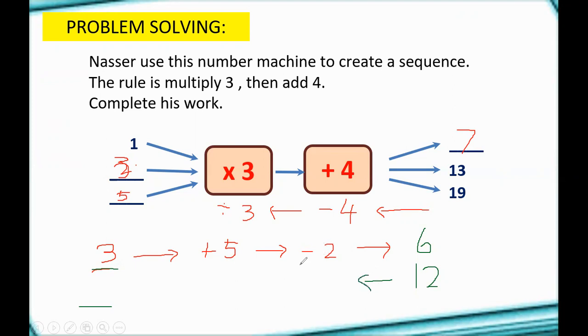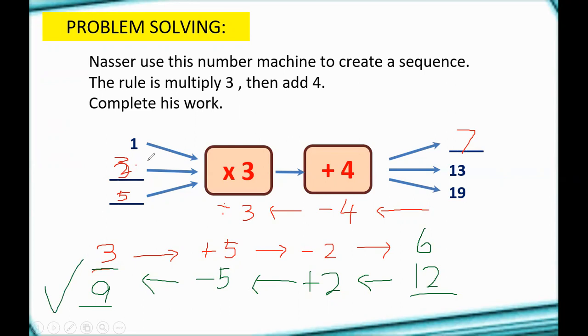Okay, what's the opposite of minus 2? Then we are going to add 2. Then plus 5 means minus 5. So that we will get the starting number or the input. So 12 plus 2 is 14. 14 minus 5 is 9. Okay, now let's see here. 9 plus 5 is 14, minus 2 is 12. Therefore, our answer is correct.